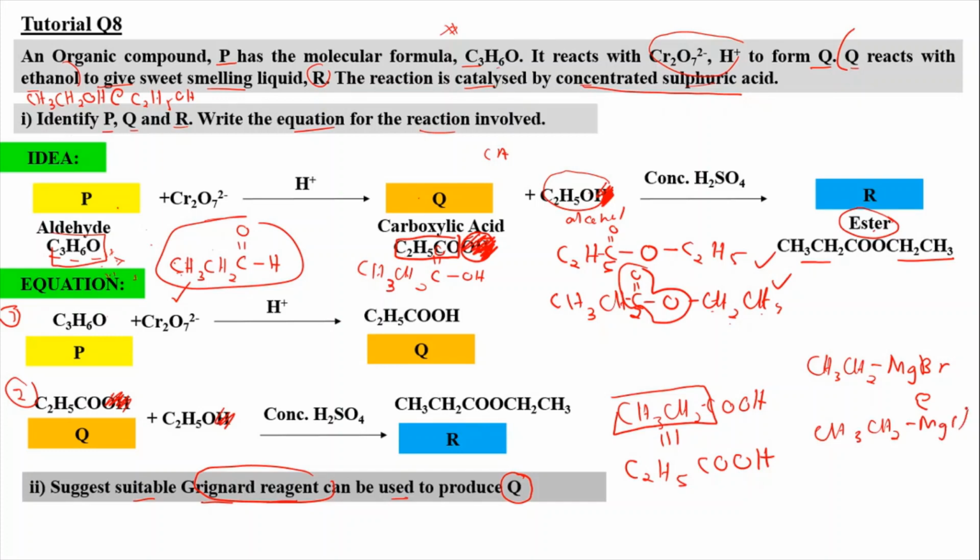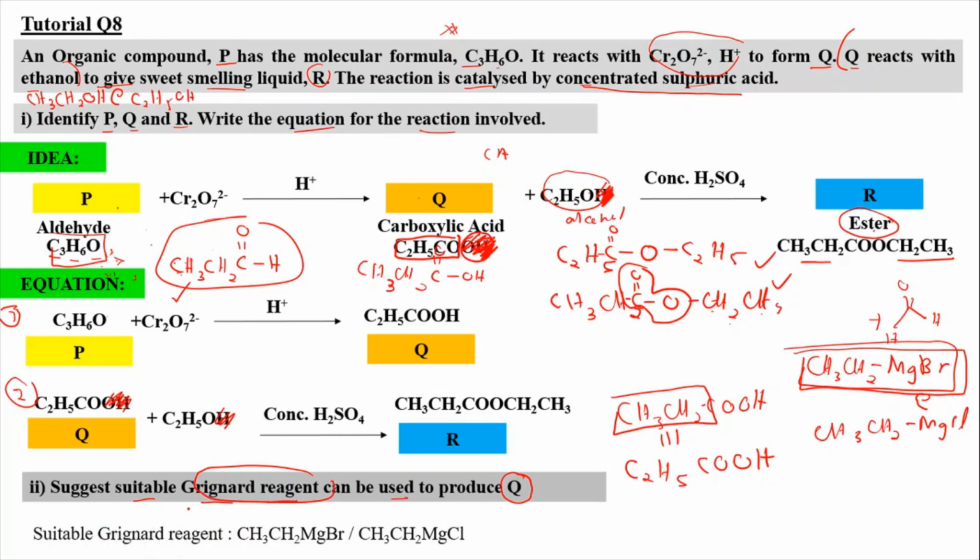Okay, because you know that when the Grignard reagent, for example this Grignard reagent, reacts with methanal, there is going to be an increase in the carbon chain here, and it's going to produce a primary alcohol, and from the primary alcohol it can be oxidized to produce a carboxylic acid. So you can use this structure as the Grignard reagent. So the suitable Grignard reagent can be CH3CH2MgBr or CH3CH2MgCl.